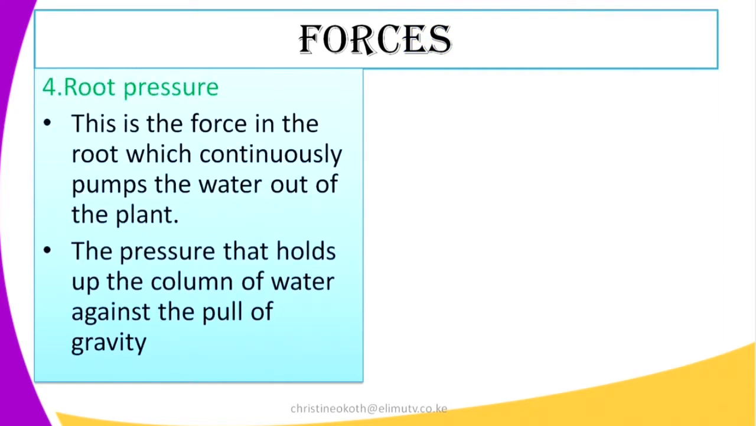Then the other force is what we call root pressure. This is the force in the root which continuously pumps the water up the plant. It is the pressure that holds up the column of water against the pull of gravity. So we're going to show a video that helps us to understand what root pressure is.